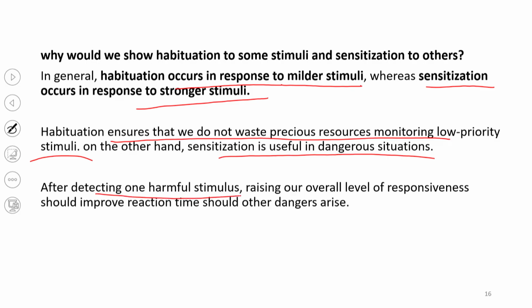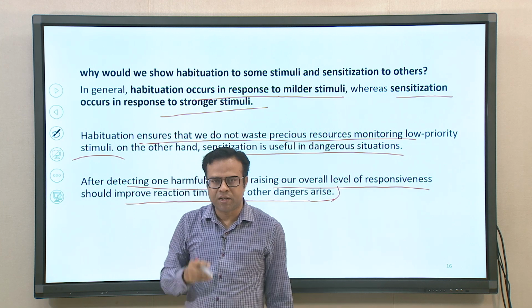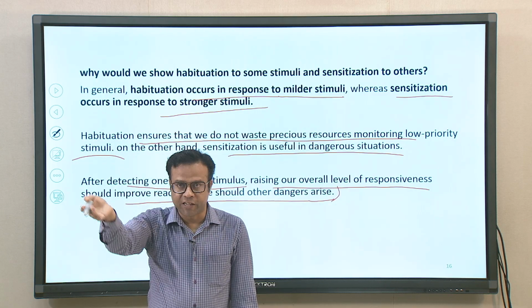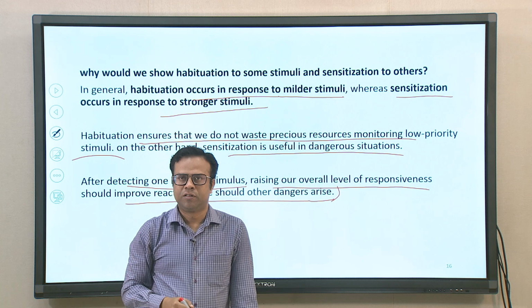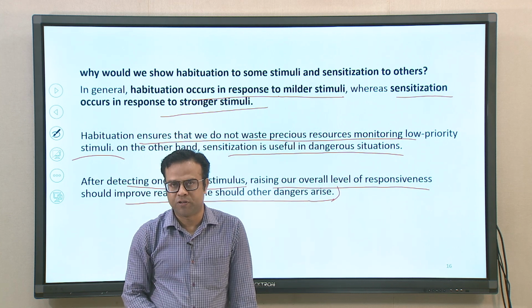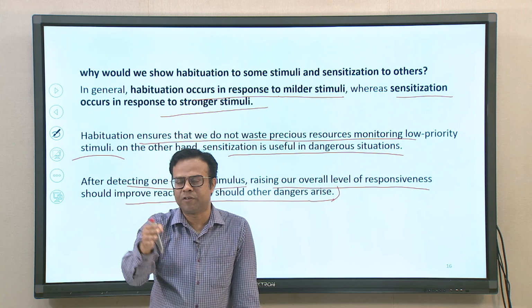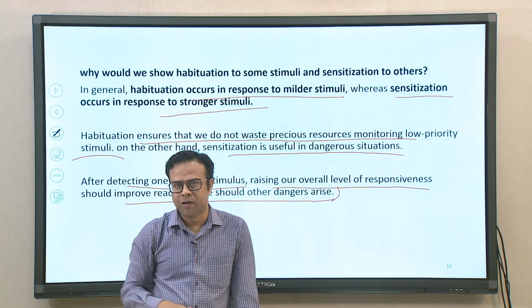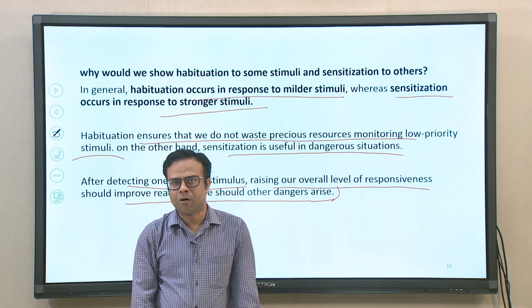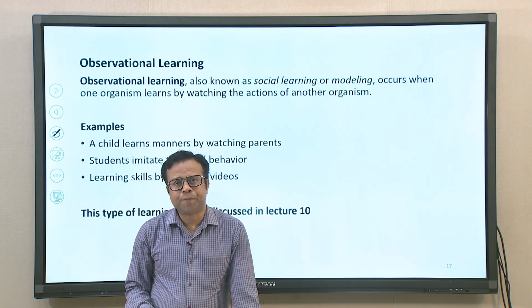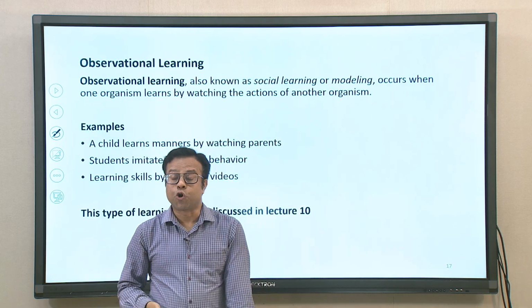After detecting one harmful stimulus, raising our overall level of responsiveness should improve reaction time should other danger arise. So, if there is a harmful stimulus, our responsiveness should increase. That is what will lead us to adapt to the situation. That will help us to survive in that situation. If you decrease our response, then if something is dangerous, you may be in danger or you may be killed also. So, responsiveness should increase. These are all adaptive functions. So, these are some of the examples of non-associative learning.